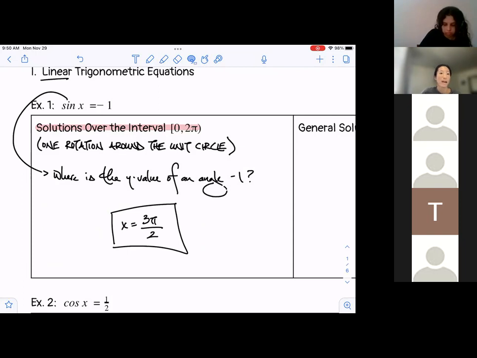So sometimes we're gonna have one solution. Sometimes we're gonna have more than one solution, but we really need to know and trust ourselves like, okay, I know for sure there's only one solution because when I look at the unit circle, there's only one angle that has a y value of negative 1.